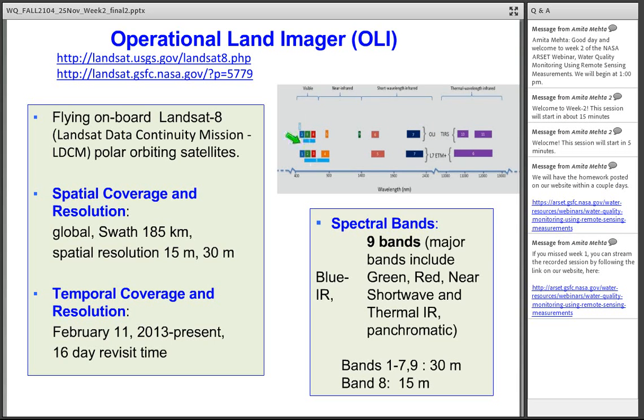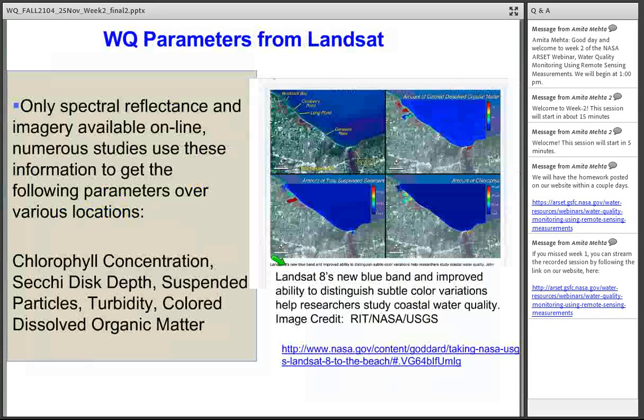How they are. In OLI, there is one more blue band that helps in better contrasting in coastal ocean regions. Okay, so this is just an example that Landsat 8's new blue band has better clarity. You can clearly see the color changes, and that gives an indication of water quality. So this is just one example.